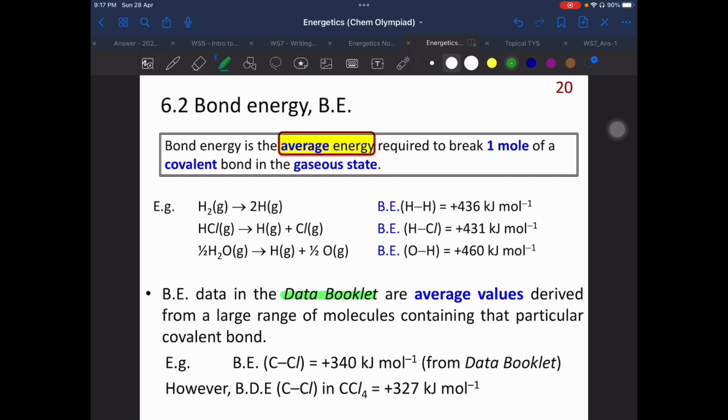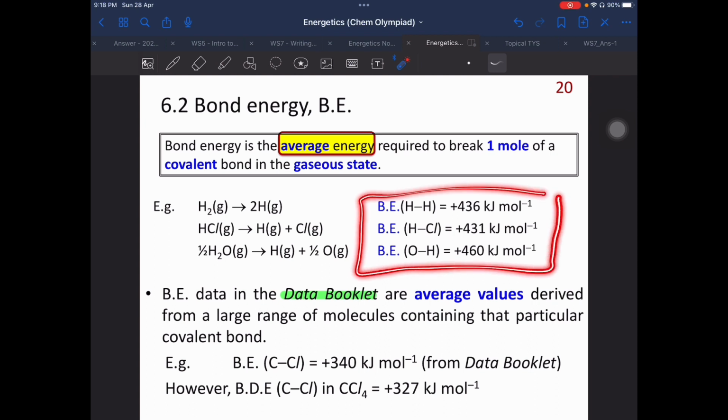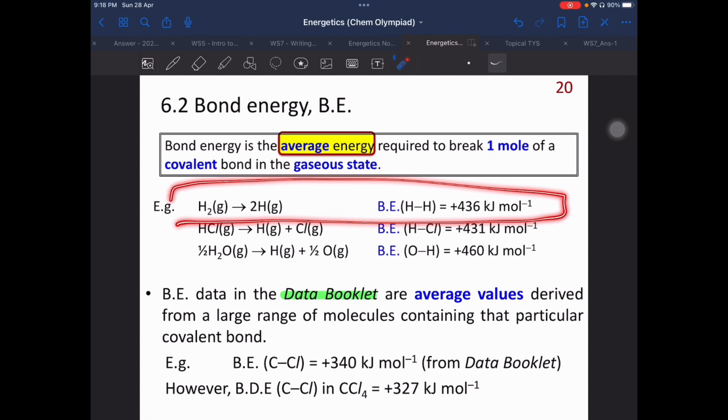But in O-level, if we require you to calculate any form of bond breaking or bond forming process, we will actually give you the data itself, so that you can apply this to calculate the value, right? So if you look at the first example here, what this tells us is that the bond energy for a H-H single covalent bond is 436 kilojoules per mole. So if you use 436 kilojoules per mole of energy, you can break up the H2 molecule into 2 sets of hydrogen in gaseous state, right? So remember about the definition.